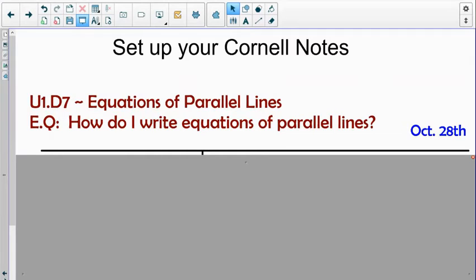parallel lines. So please find your notebook, set up your Cornell notes, pause the video, and resume when you are ready for notes.